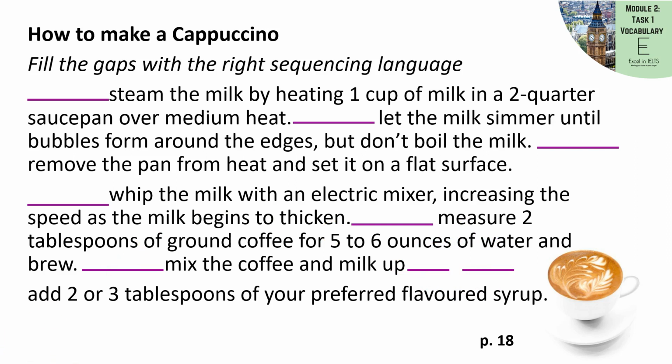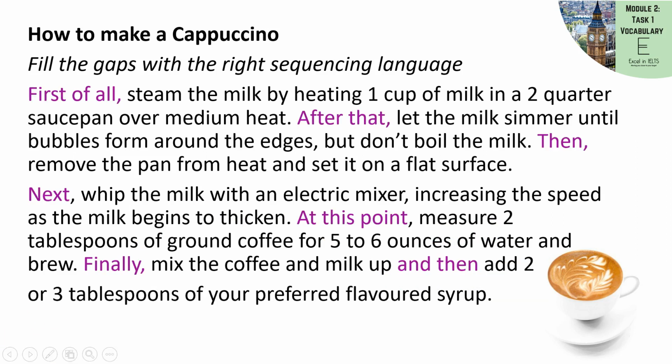Let's have a look at the answers. So the first one should be first of all, because that's the first step, or you can use the other ones as well. First of all, steam the milk by heating 1 cup of milk in a 2-quart saucepan over medium heat. After that, let the milk simmer until bubbles form around the edges, but don't boil the milk. Then remove the pan from heat and set it on a flat surface.